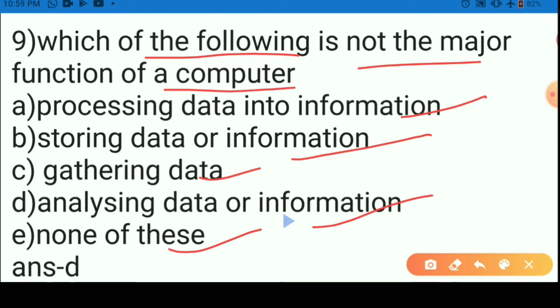Which of the following is not the major function of a computer? Processing data into information, storing data in information, gathering data, analyzing data or information, none of these. Analyzing data or information. Right answer is option D.